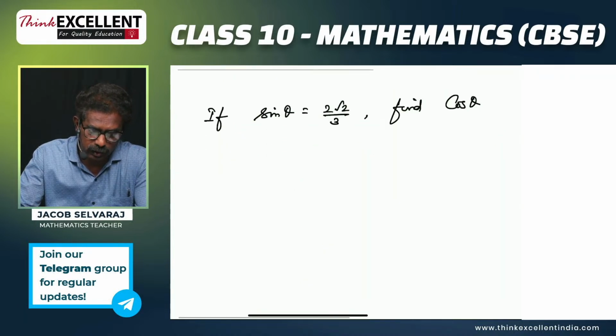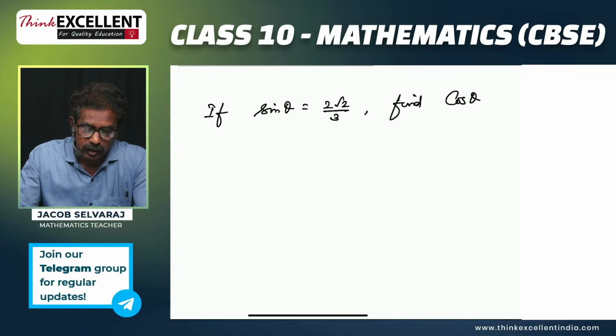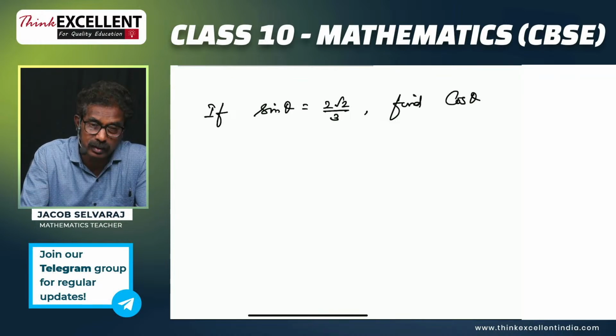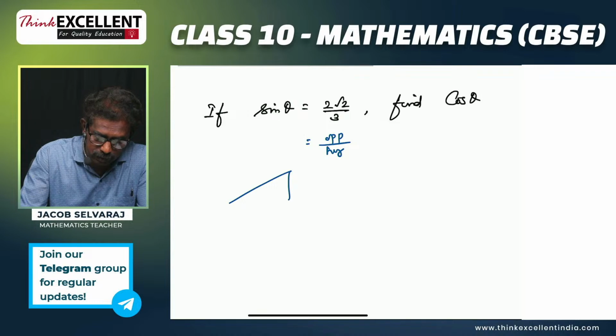Look at the third question. Sin theta is equal to 2 root 2 by 3. They asked to find cos theta. Sin theta is 2 root 2 by 3. So sin theta means, it is opposite side by what? Hypotenuse, right? So we draw a right angle triangle. So this is 90. 90's opposite is hypotenuse. Hypotenuse is 3. So this is theta. So this is opposite side 2 root 2.